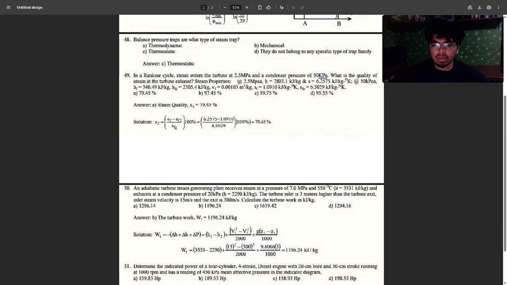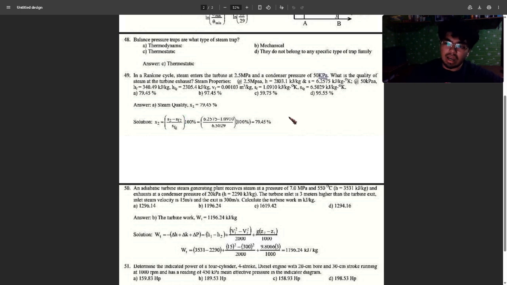Next, in a Rankine cycle, steam enters the turbine at 2.5 MPa and a condenser pressure of 50 kilopascal. What is the quality of steam at the turbine exhaust? Steam properties at 2.5 MPa: H is equal to 2,803.1 kilojoules per kilogram, and S is 6.2575 kilojoules per kilogram Kelvin.